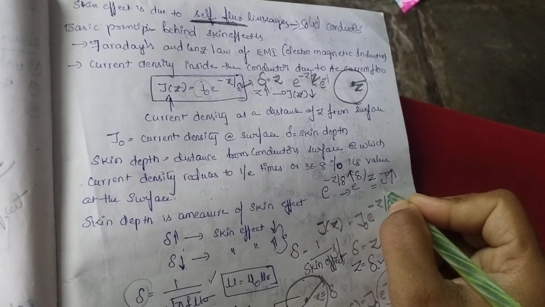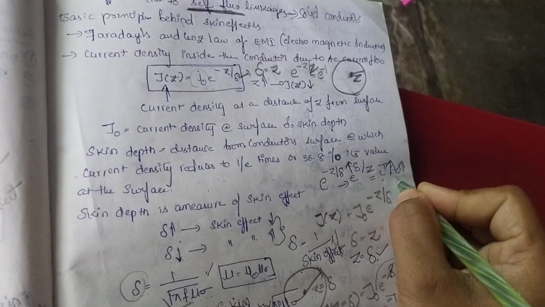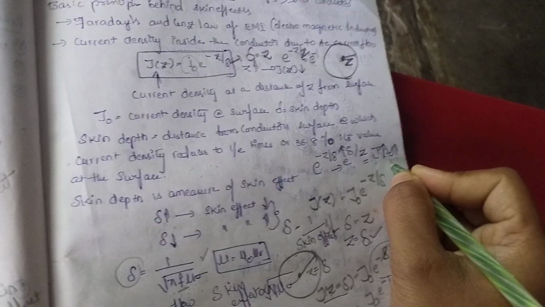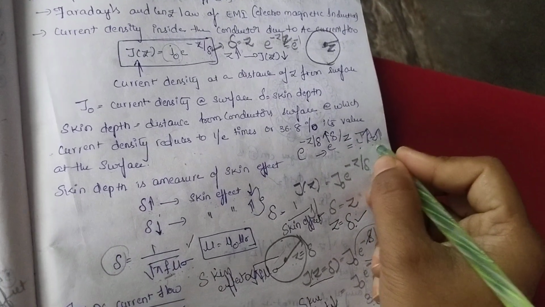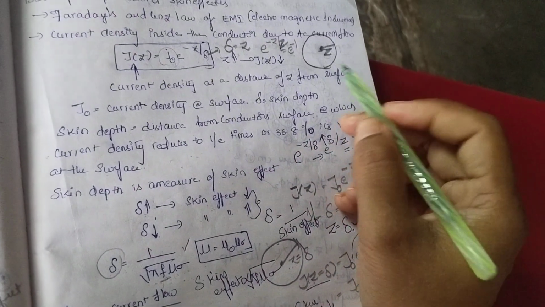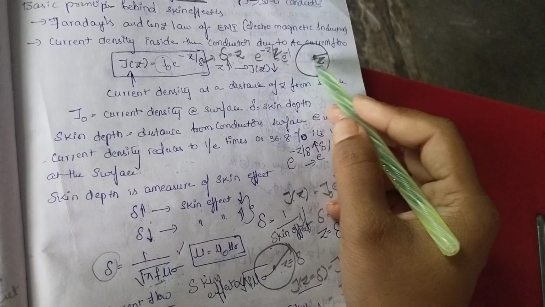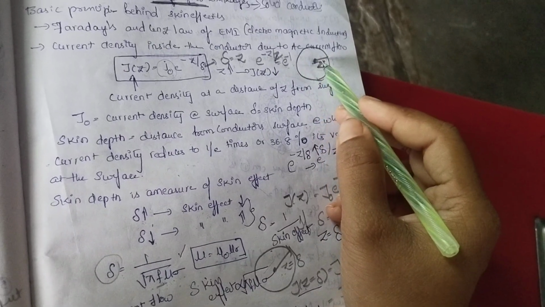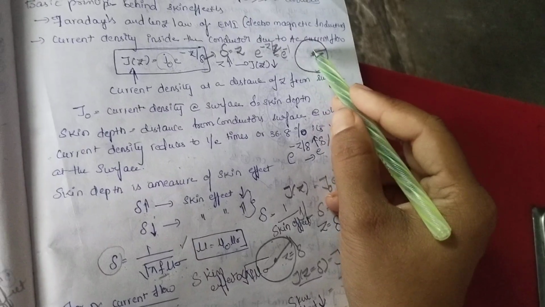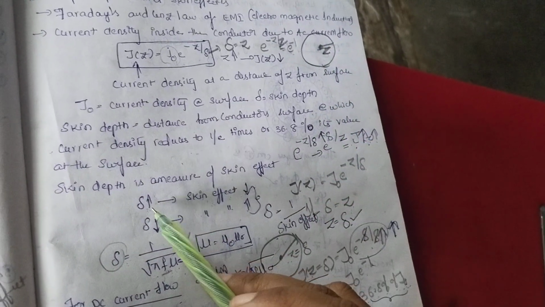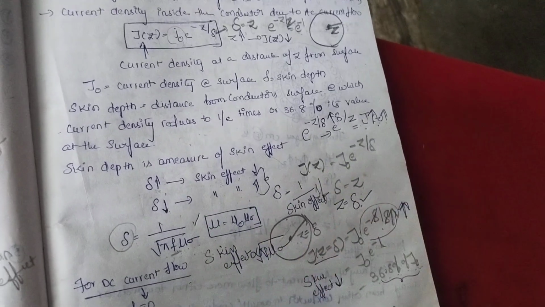If J of Z is increasing, what does it mean? The current density at a distance of delta also increased. If current density is increasing inside the conductor, at a distance of Z from the conductor surface, it means that current density is increased inside the conductor. So, skin effect is reduced. So, if delta increases, skin effect reduces. Delta decreases, skin effect increases.